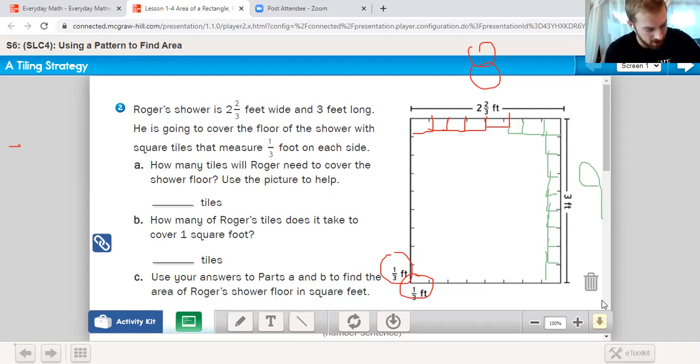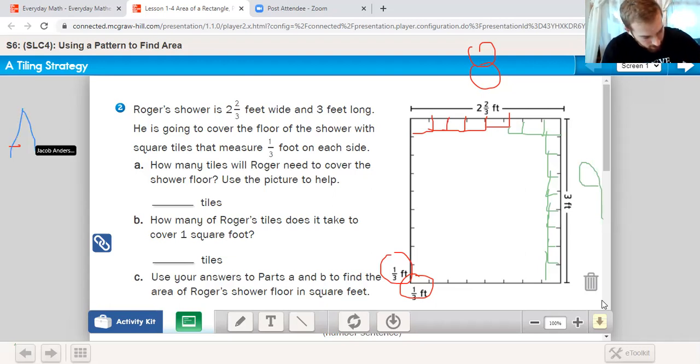So then for part A here, it says how many tiles will Roger need to cover the shower floor? It says use a picture to help. So that's exactly what we did. So we're trying to figure out tiles. We have 8 tiles by 9 tiles. So man, we got 2 numbers. We have a length and a width. We just go ahead and use our area formula.